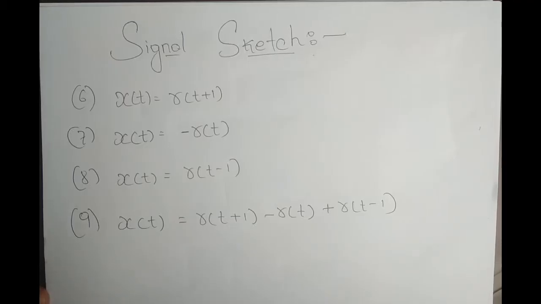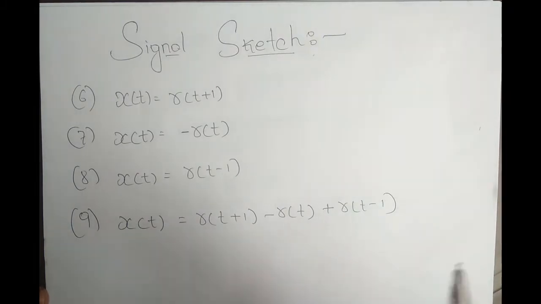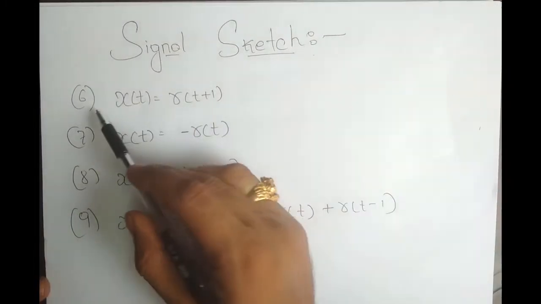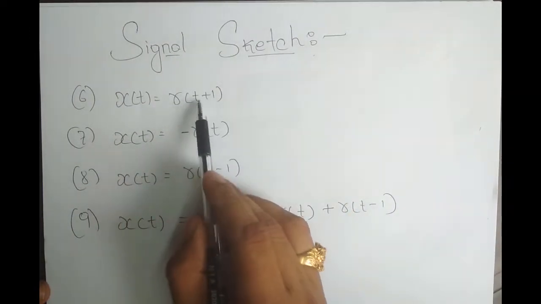Hello everyone. In this lecture, we will continue to take up the problems on signal sketch. In the previous video, we have solved 5 problems. Now we shall continue with the problem number. So problem number 6 is I need to sketch x of t is equal to r of t plus 1.